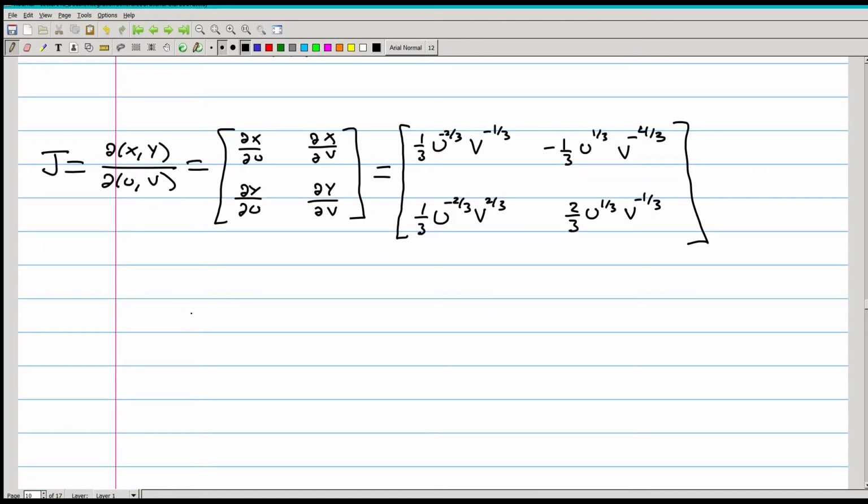And so in our integration, the determinant of this Jacobian matrix is going to be the diagonal, so this times this minus this times this, which is going to give us 2/9. 1/3 times 2/3 is 2/9. u to the negative 2/3 times u to the 1/3 gives us u to the negative 1/3. v to the negative 1/3 times v to the negative 1/3 gives us v to the negative 2/3.